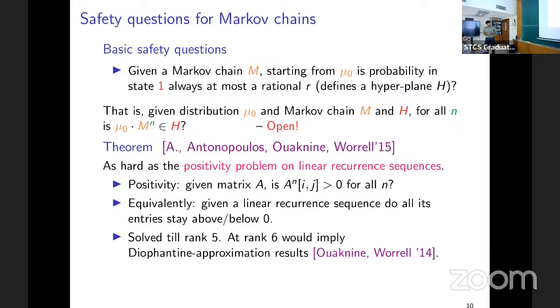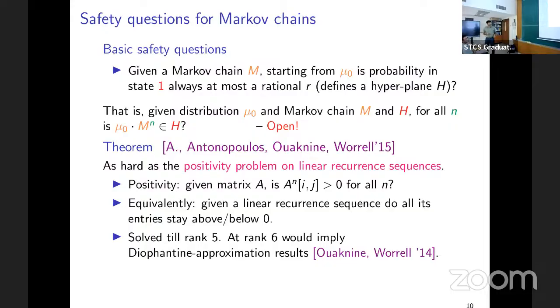Okay, and it turns out this is equivalent to saying that, given a linear recurrence sequence, like the Fibonacci sequence extended with any linear coefficients, do all the entries stay above 0? And this problem, as you can see, is already a very surprising problem. So once you see this, you're not so surprised that it's actually as hard as this. The surprise is not so much that the Markov chain problem is hard. The surprise is that the positivity problem is hard.